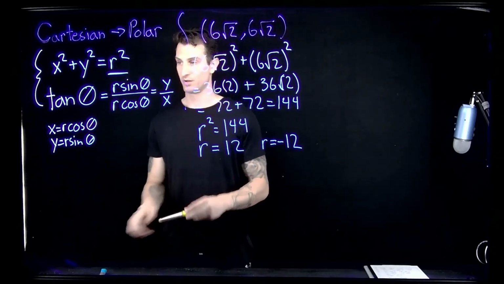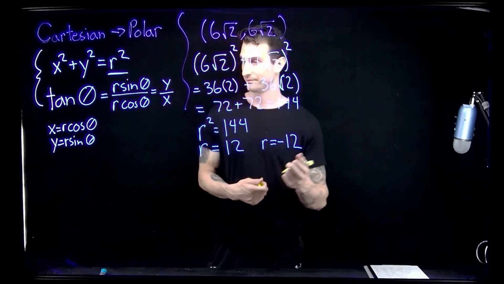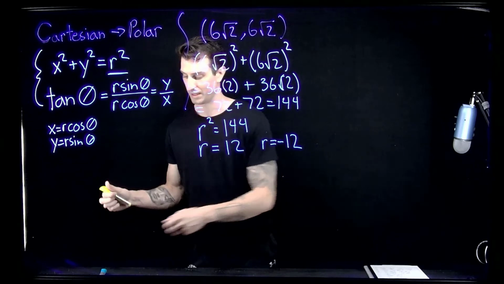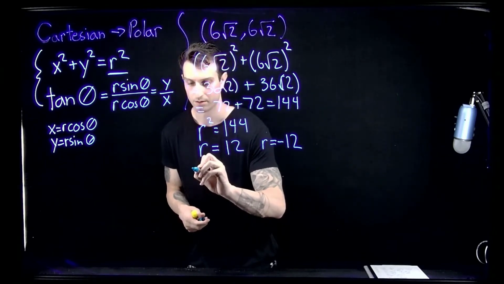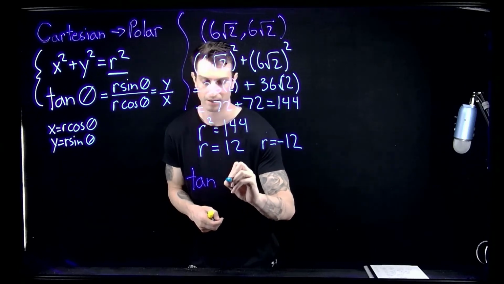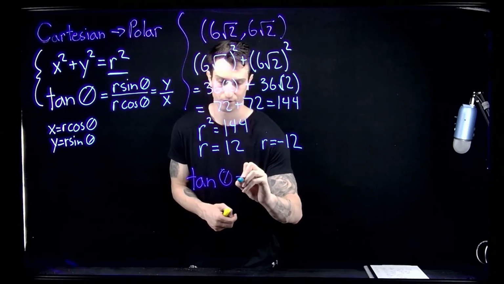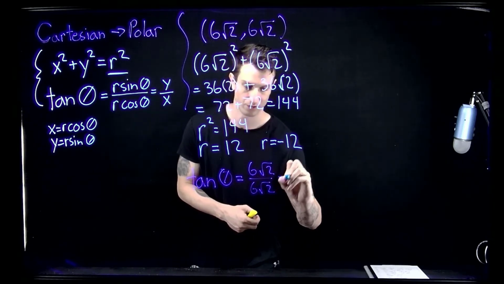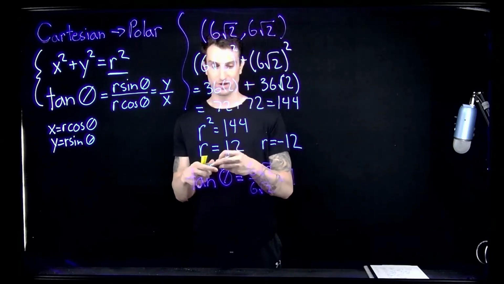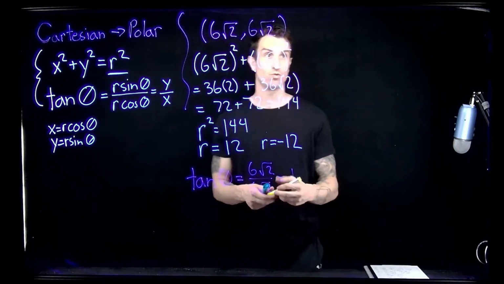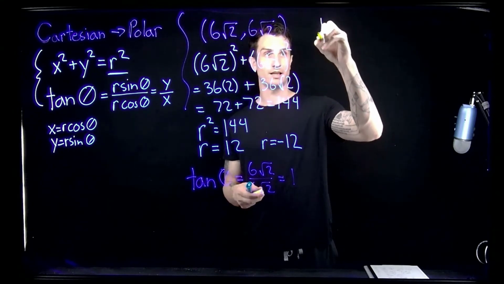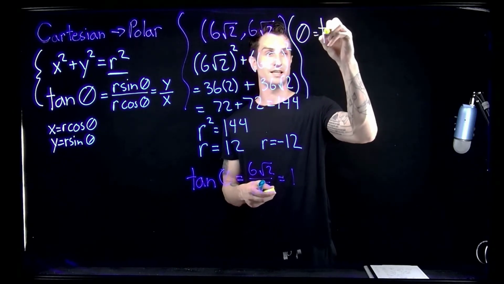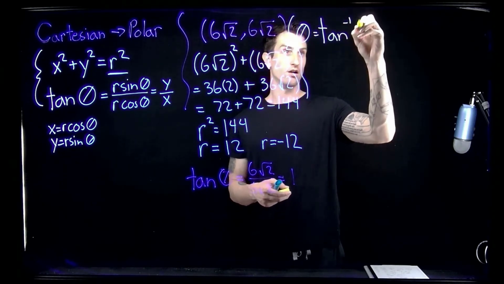Now we have to do what tangent is. Well, this one's a little bit trickier. Let's see. Tangent of theta, let's try blue again. Tangent of theta is equal to 6 rad 2 over 6 rad 2, which is equal to 1. Right, so now the question becomes, when does tan of theta equal 1? Theta equals tangent inverse of 1.